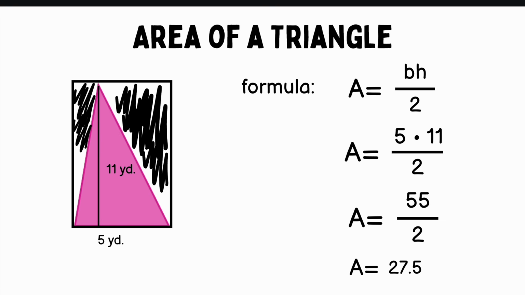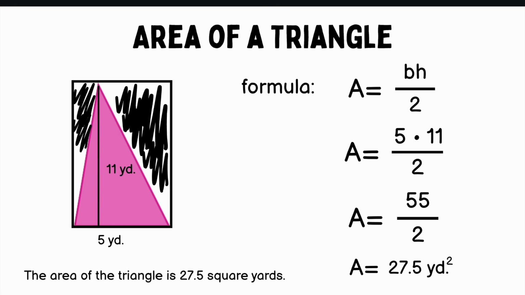55 divided by 2 is 27.5, or 27.5 yards squared. We can say the area of the triangle is 27.5 square yards.